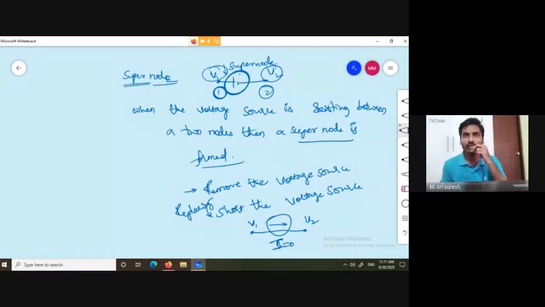So how are we removing the voltage source? By replacing it with a short circuit. This is one of the important points.